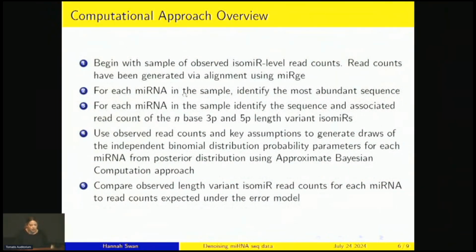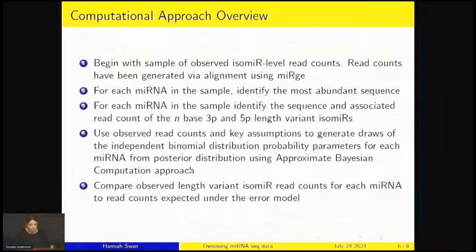Then for each microRNA in the sample, we're going to identify the sequence and associated read count of the n-base 3' and 5' length variant isomers. And this is where the approximate Bayesian computation approach comes in. So we're going to use the observed read counts and the assumptions from the previous slide to generate draws of the independent binomial distribution probability parameters. And using an approximate Bayesian computation approach, we're going to perform posterior inference and then generate draws from the posterior predictive distribution of read counts of the length variant isomers we may have observed given the data.